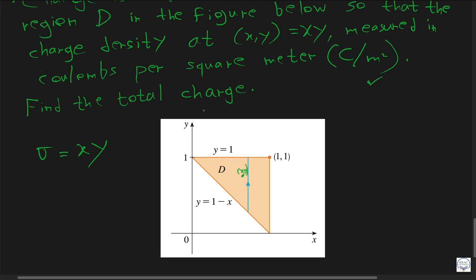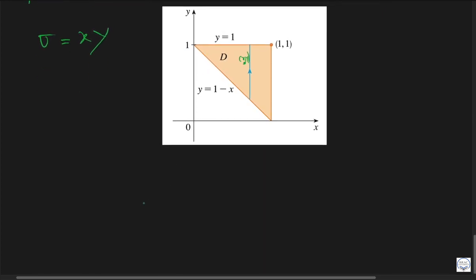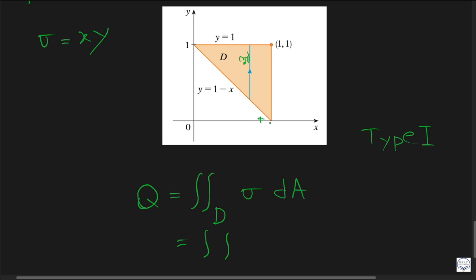So now the question is asking us to find the total charge, which we'll simply compute using the double integral over our domain D of the surface charge over the area. Let's do a type 1 way of doing this integration. Let's start a line below all the curves, and we start it up. The first curve we hit is this line y equals 1 minus x. This will be our lower limit. The second line it hits is y equals 1, this horizontal line.